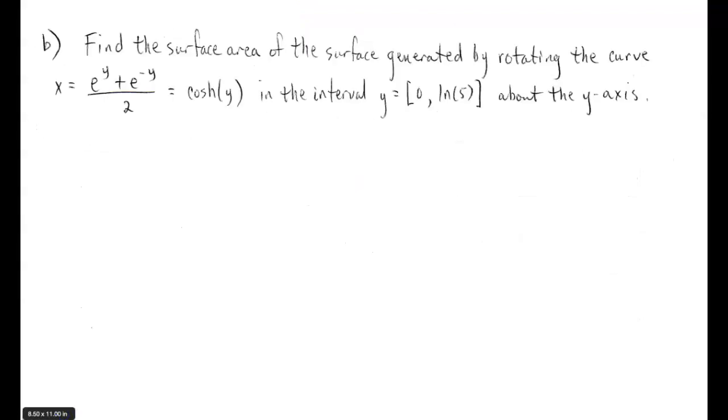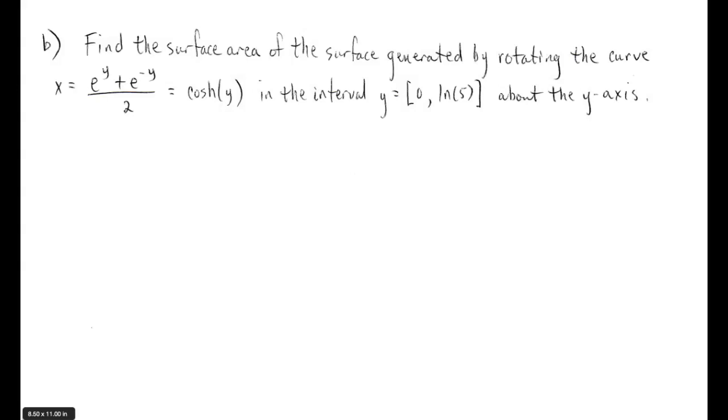All right, so for this next example, we want to find the surface area of the surface generated by rotating this function x is equal to e raised to the y plus e raised to the minus y divided by 2, which is also known as a cosh function, or a cosine hyperbolic function. And we want to do it from y equals 0 to y equals natural log of 5.